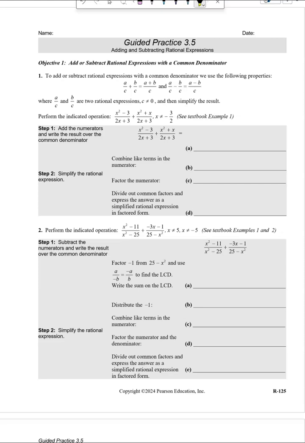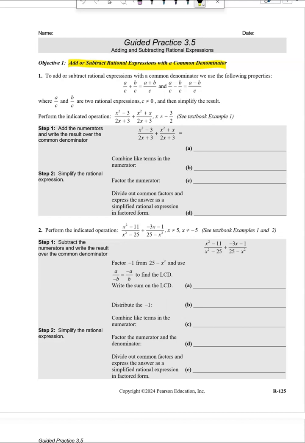Okay guys, now let's talk about adding or subtracting rational expressions. So objective 1, add or subtract rational expressions with a common denominator. To add or subtract rational expressions with the common denominator, we use the following property, right?